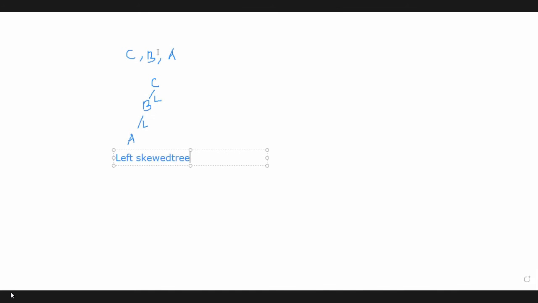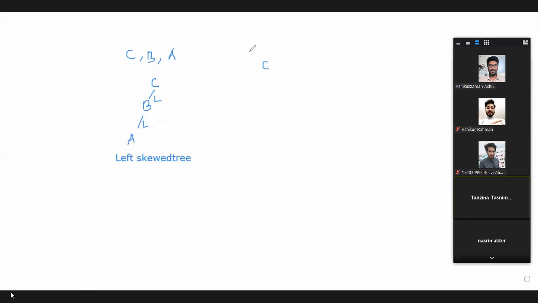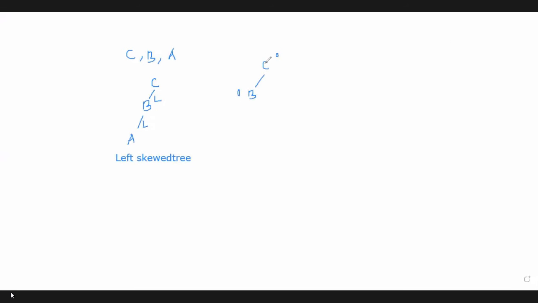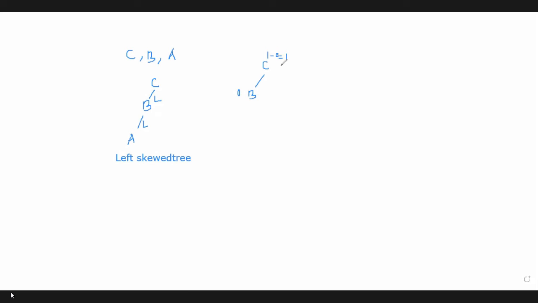Okay, but is this an AVL tree? We didn't calculate the balance factor, did we? So after taking C, now calculate the balance factor: 0. It's 2. Then when we added B, what is the balance factor of B? 0. But the balance factor of C is now the difference between the height of the left subtree and the height of the right subtree. So 1 minus 0 equals 1. So it's a balanced tree.